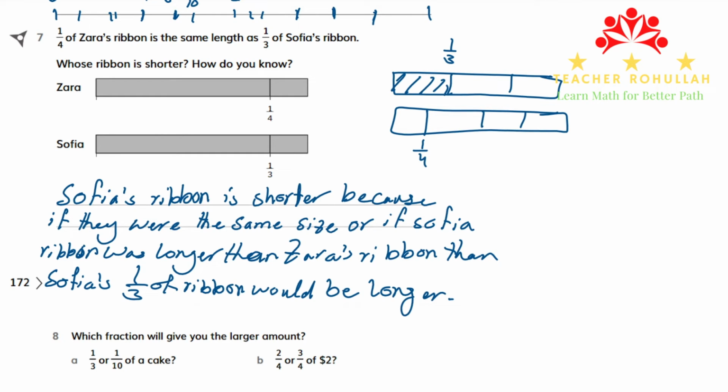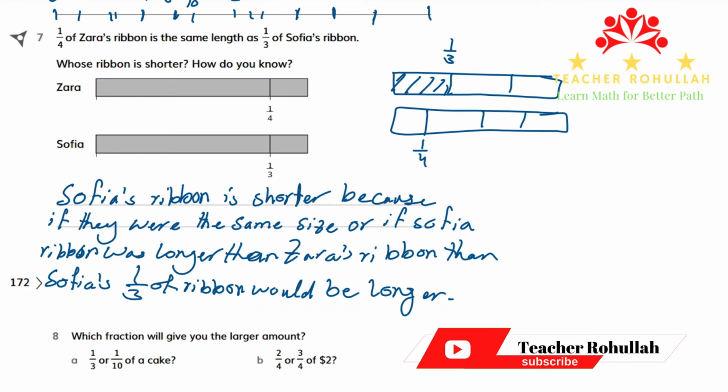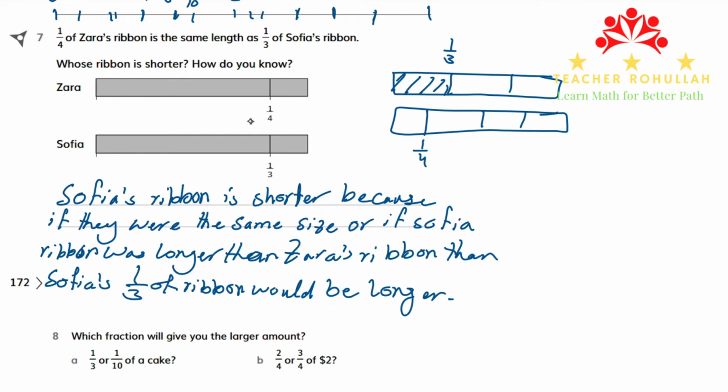As I showed here, 1/4 is shorter than 1/3 when the ribbons are the same size. So in this case, if Sophia's ribbon is longer than Zara's ribbon, then 1/3 of that would be much longer than 1/3 of Zara's ribbon. So Zara's ribbon is longer than Sophia's ribbon. I hope it makes sense for you. Let me scroll down to move to question 8.